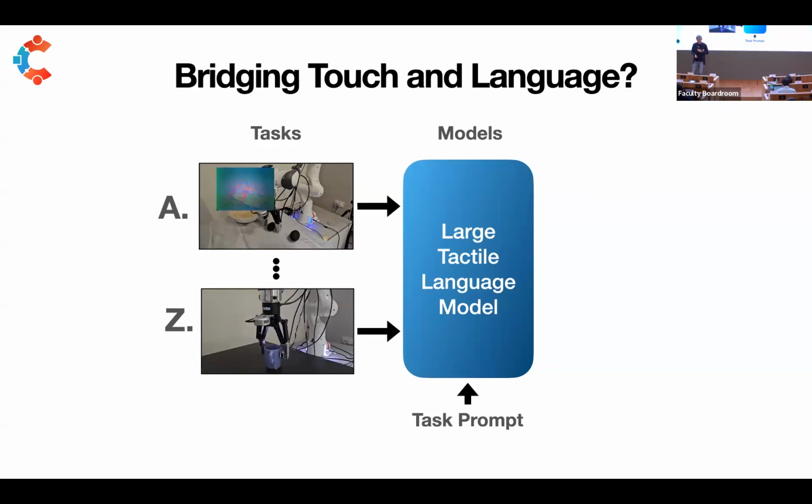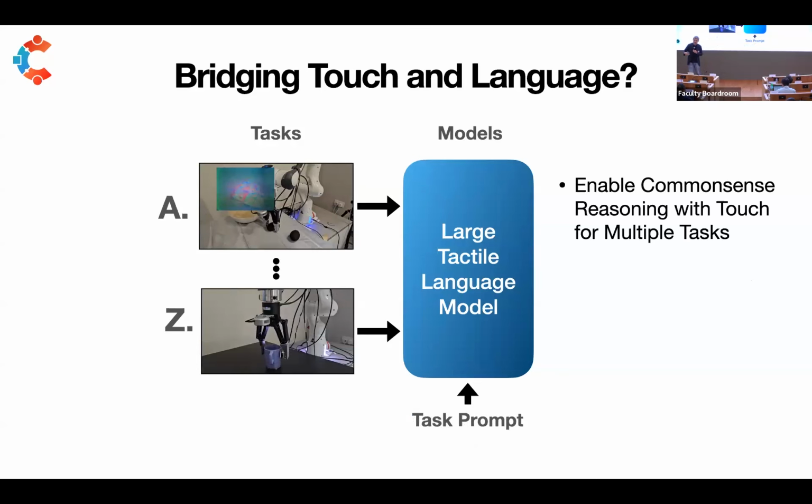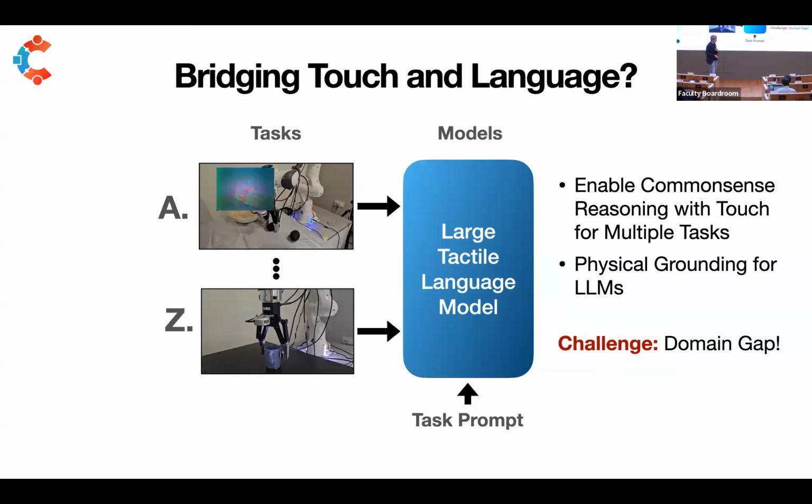This is nice because it enables us to leverage common sense reasoning. I was talking about priors before. These models have consumed large amounts of data, so they know things like soft fruits tend to be ripe. We can leverage that because it has already been learned by the large language models. It also enables physical grounding for LLMs. LLMs don't know what it means for an object to be soft or hard. They don't have that kind of grounding. But by training models to recognize touch, we can enable this kind of grounding for the LLMs. The big challenge, of course, is domain gap. There's not enough data, again, back to the original point.